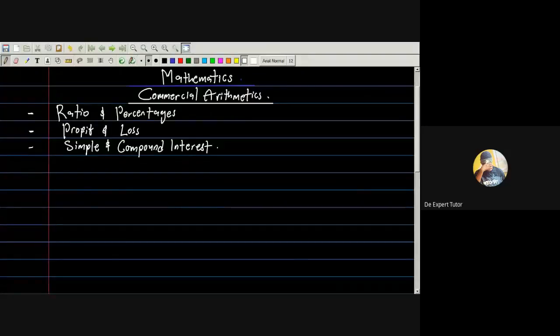All right, so let's start the class. Today we want to be looking at commercial arithmetic, and we are studying the following topics: ratio and percentages, profit and loss. Then finally we look at simple and compound interest.